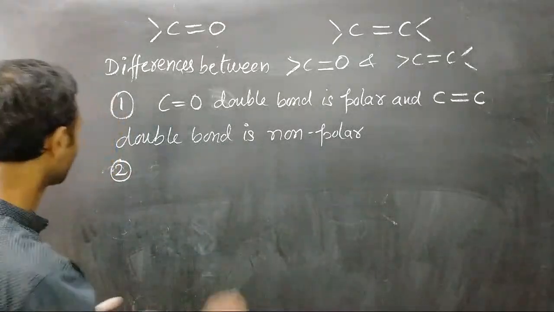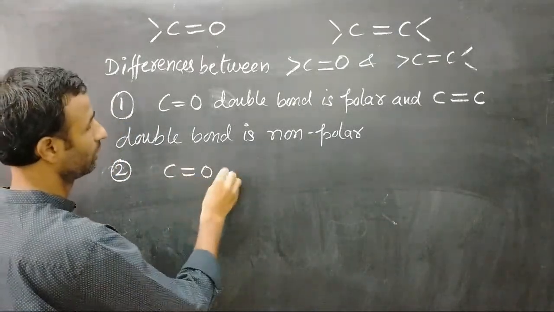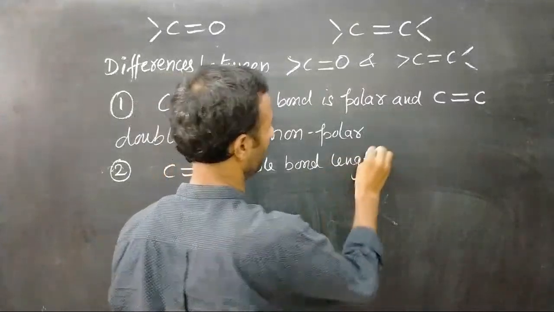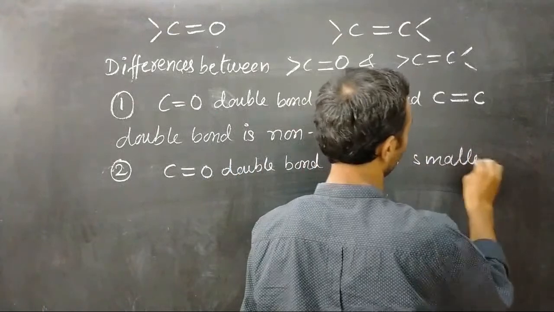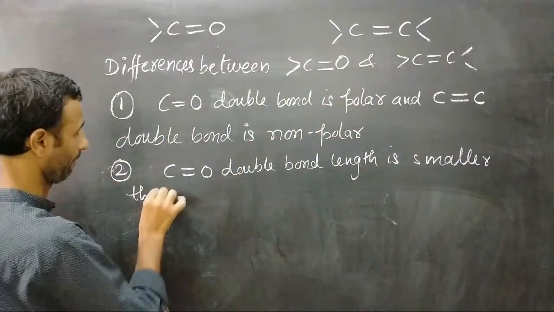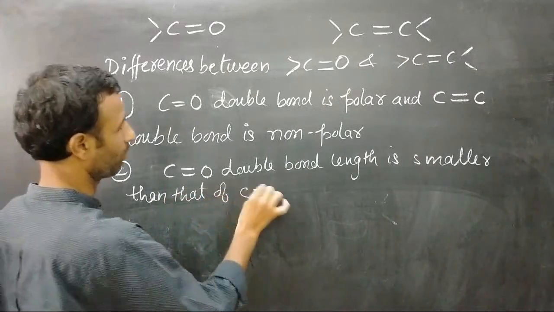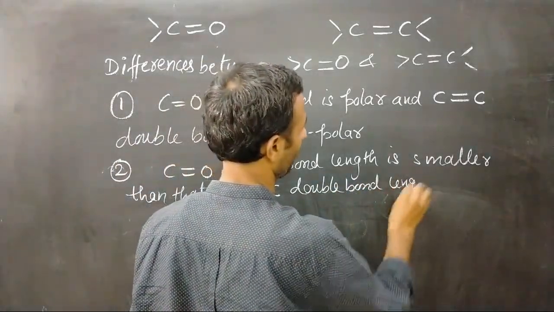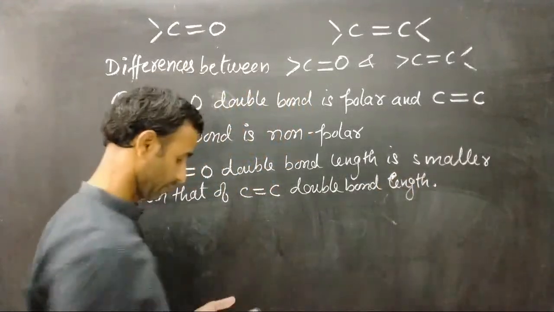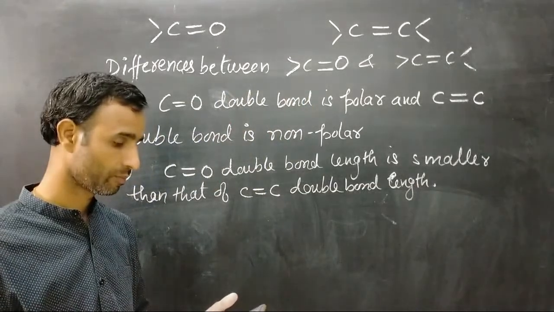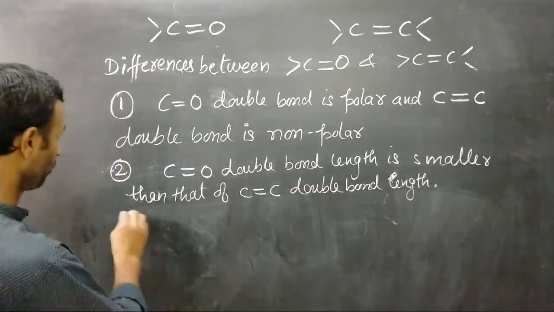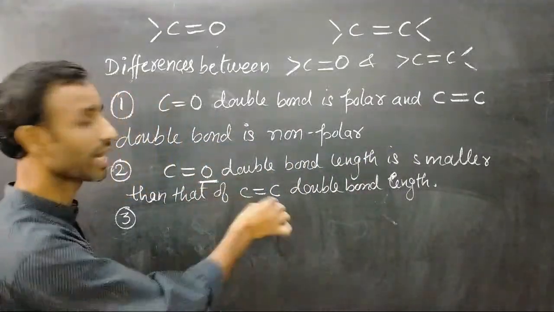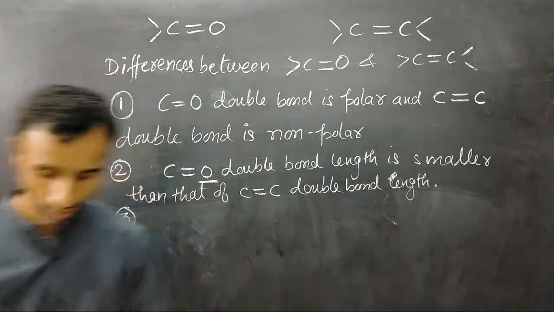Any other difference? The carbon oxygen double bond length is smaller than that of the carbon carbon double bond length, because oxygen is smaller in size than carbon. Bond length done. And any other thing?